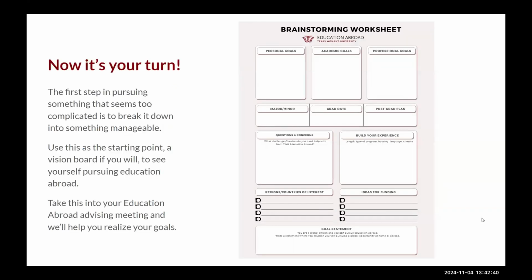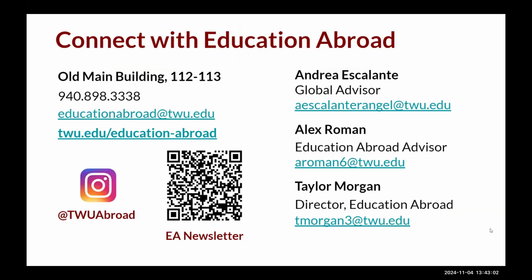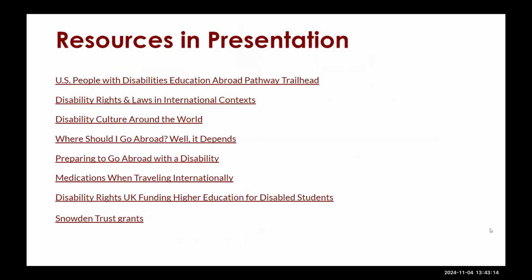So, there's a brainstorming worksheet that you can use to think about your goals, your questions and concerns, and your priorities. This can be a starting point, a vision board to see yourself pursuing education abroad. You are welcome to connect with us on our website and on Instagram. We have a monthly newsletter, and you can also reach out to us through email, and we're in Old Main.